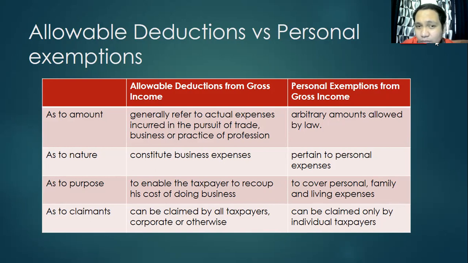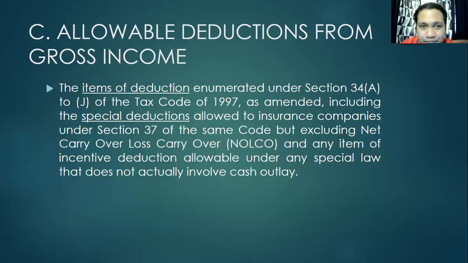Okay? Ang allowable deductions, na hindi purely compensation income earner. Okay? So may exception yon, corporate and individual. Later on, we will discuss that. Whereas personal exemptions, it covers personal, family, and living expenses and can be claimed only by individual taxpayer. So ang corporation, hindi siya pwede mag-claim ng personal exemption. Okay? Para lang sa individual taxpayers yan.